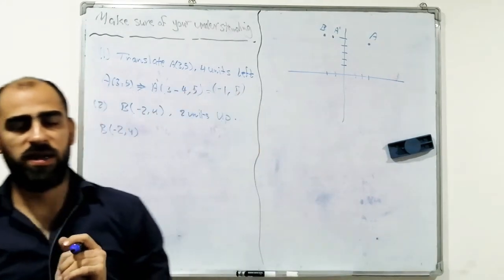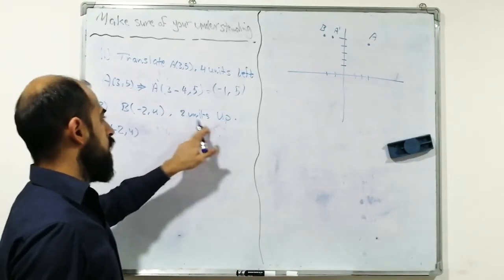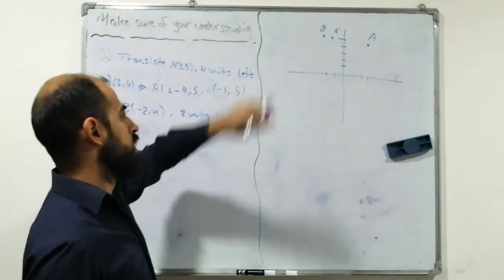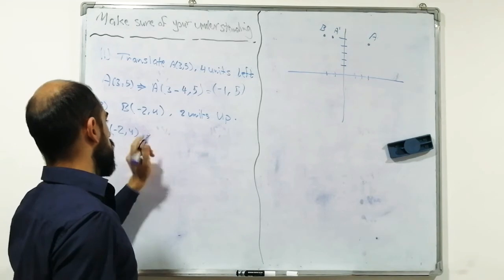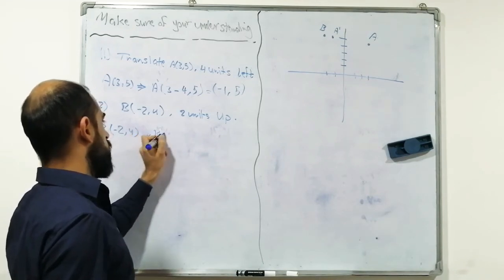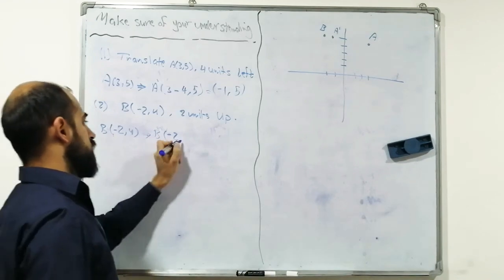Since here we have translation with the y-axis, since it is upward, the image of the point, denoted by B dash, has x still as itself.